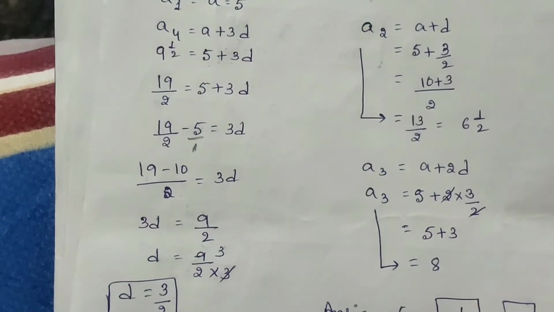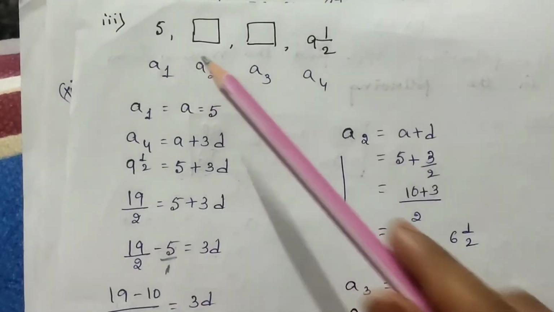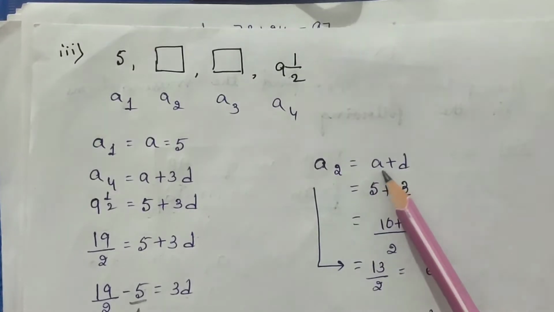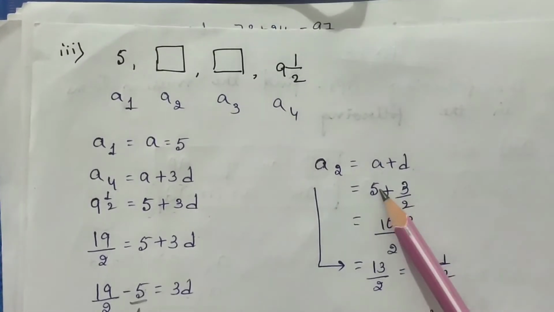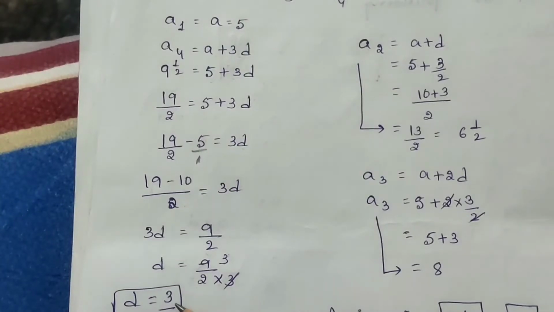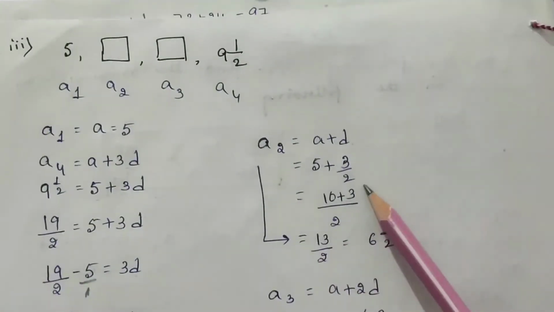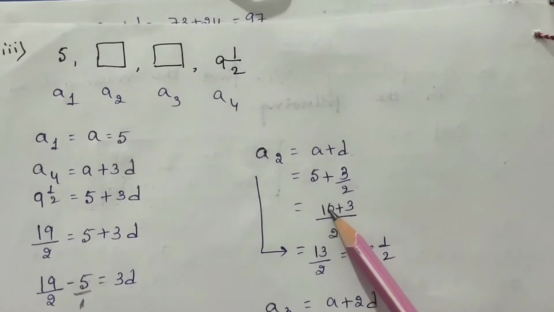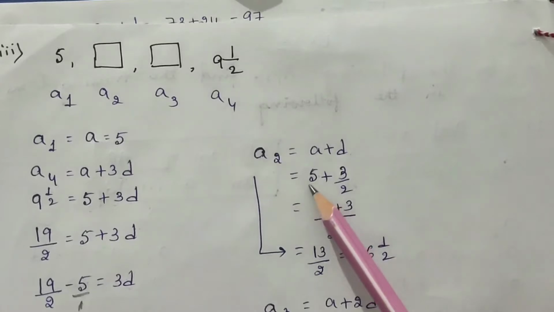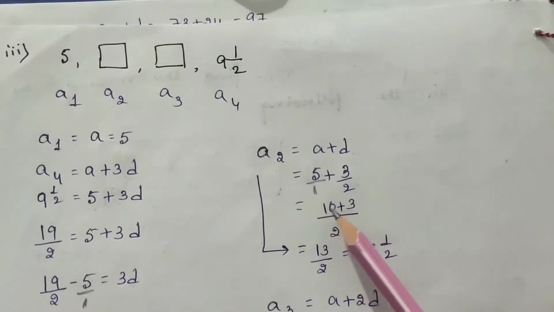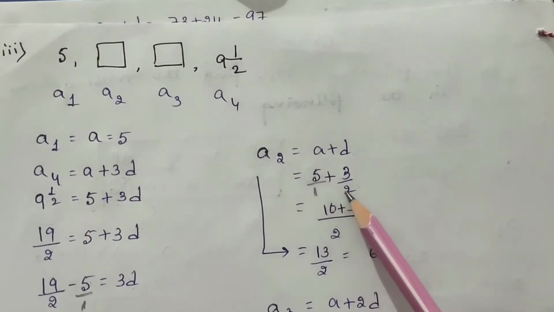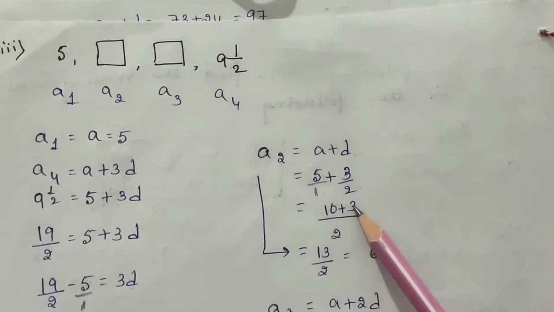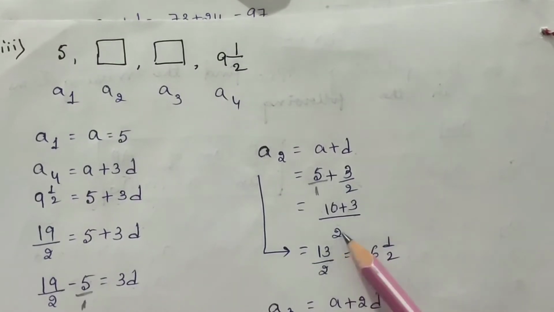Now d you know, and you are supposed to find the second term. The second term can be easily found by the formula, that is a plus d. a is 5, already given. You have solved the d value. Add the d value to it, that is 3 by 2. Take the LCM, 2 is the LCM. Your denominator is 1, so you are supposed to multiply the numerator by 2. Then 5 2s are 10, 3 as it is. If you add 10 plus 3, it is 13 by 2.